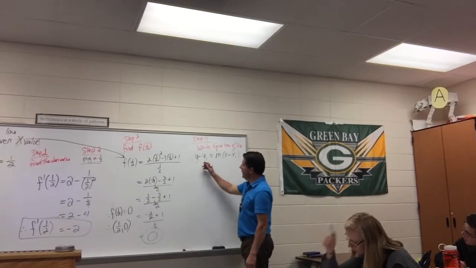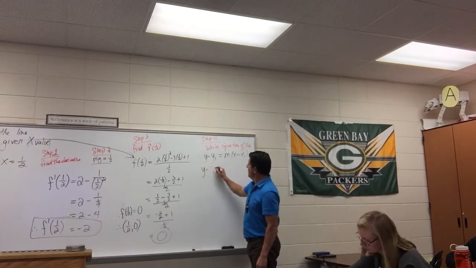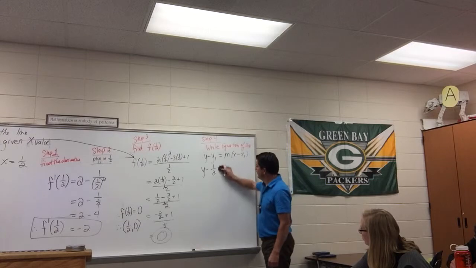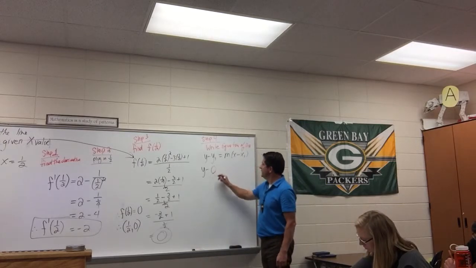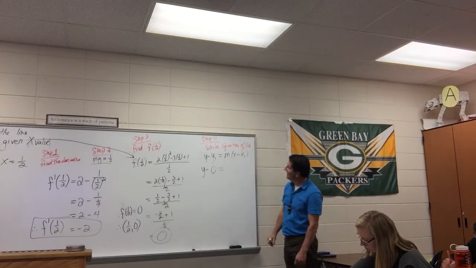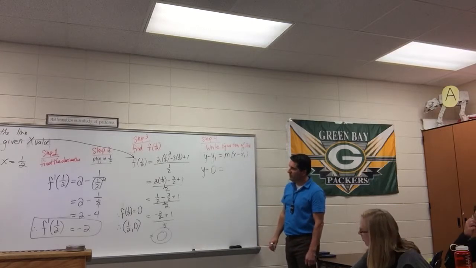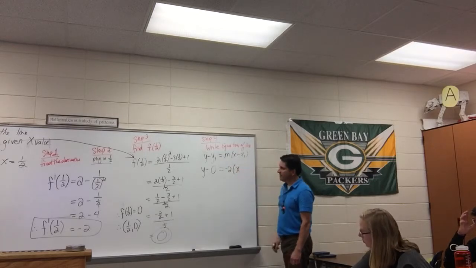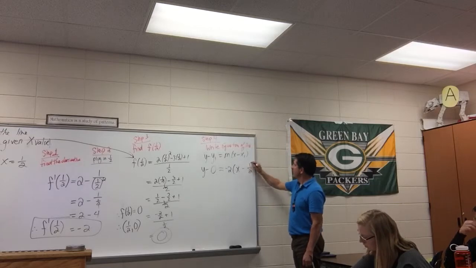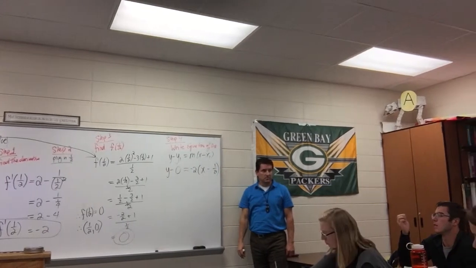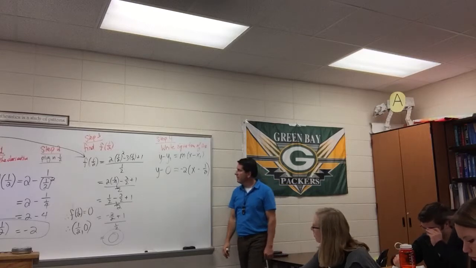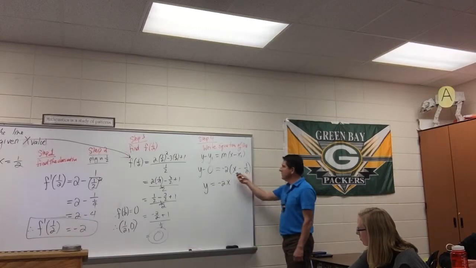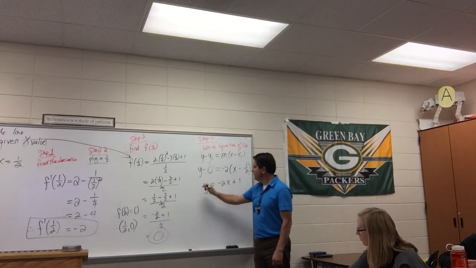Okay, so my point is 1/2, 0. y minus 1/2... y minus 0. Thank you. Keeping you on your toes there. What's my slope? -2. See, the derivative. -2 times x minus 1/2. Okay. Clean the whole thing up. y equals -2x, distributing here, plus 1.